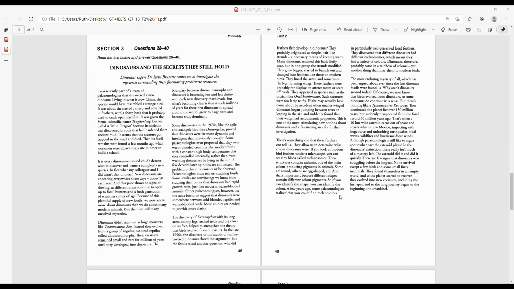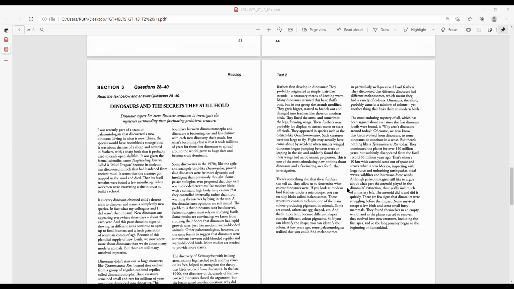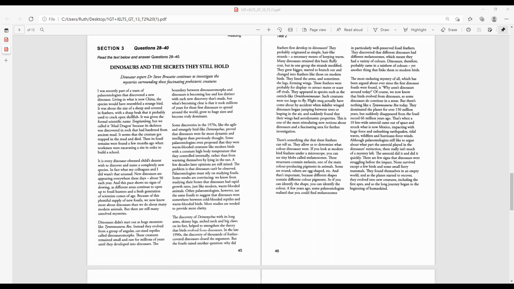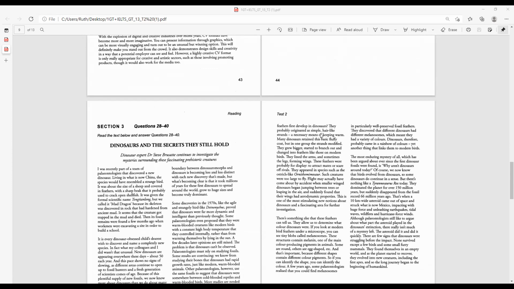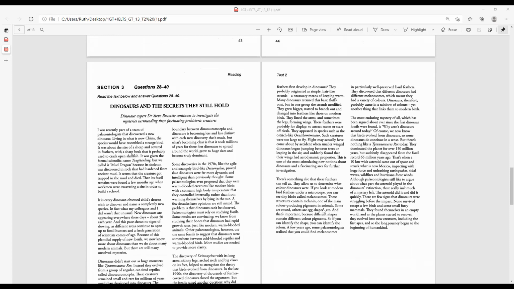Page 46. Yeah, page 46. Halfway down the first paragraph. So right from page 45, the last paragraph starts about how the feathers started coming and how they started having wings and everything. And then it talks about all that.